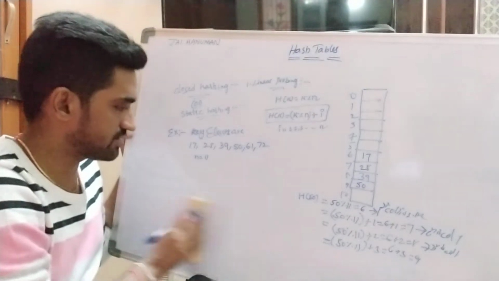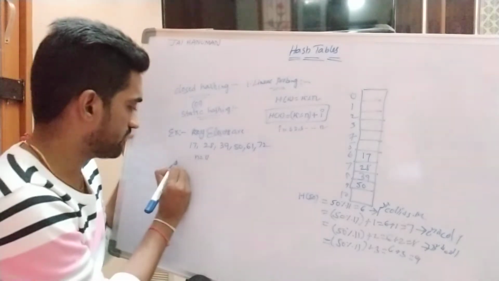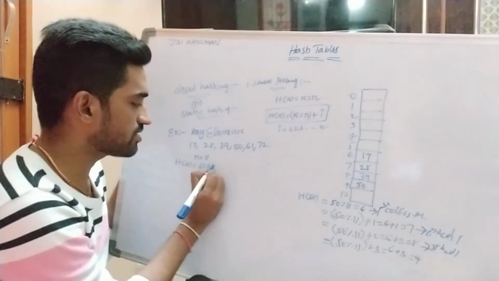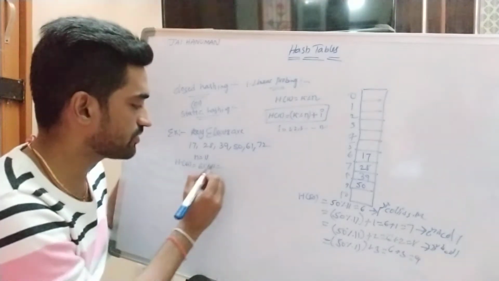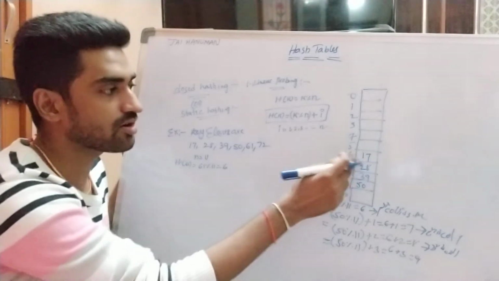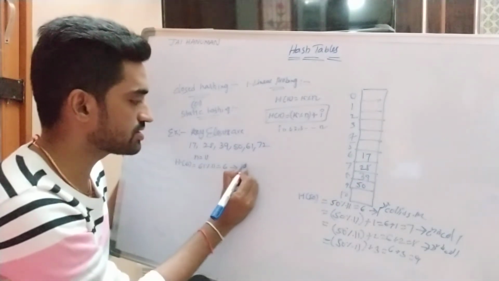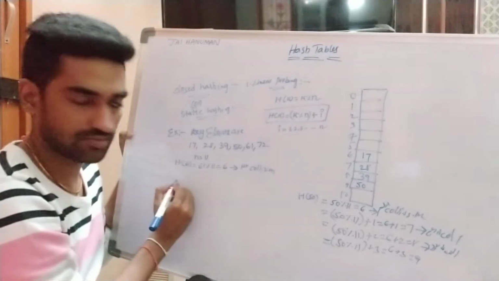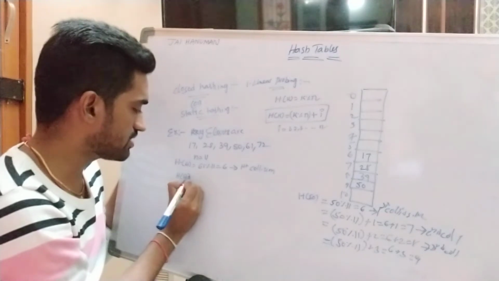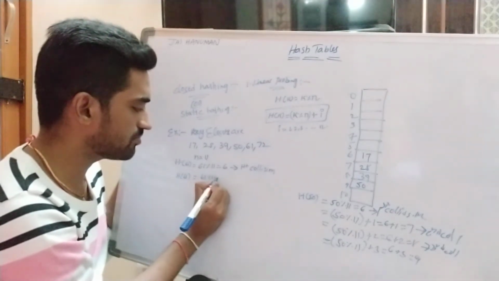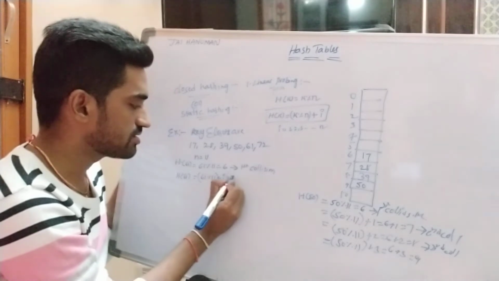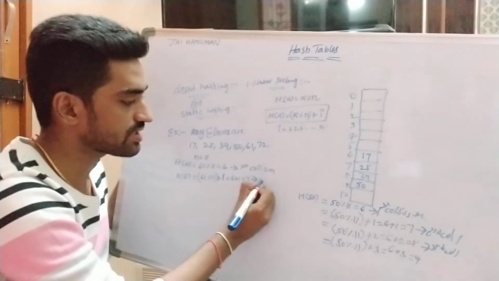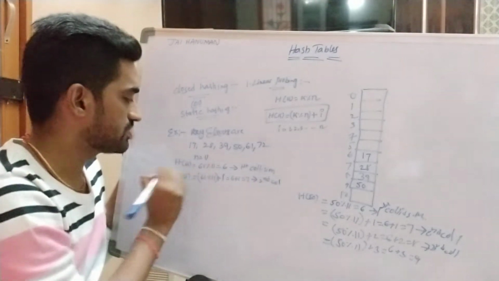H of 61. 61 modulo division of 11. 11 5 is 55, 6. So sixth position is already occupied by 17. So that's why first collision is occurred for 61. Then we are applying linear probing. H of 61 is equal to 61 modulo division of 11 plus initial value of I is 1. 6 plus 1, which is equivalent to 7. 7 is already occupied by 28. So that's why second collision is occurred for 61 key element.